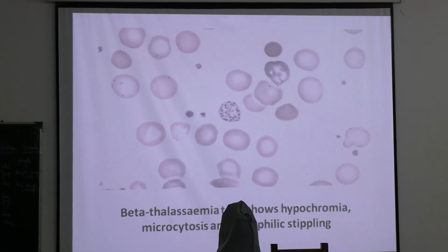Now, what can you see here? This is a slide from a patient having beta thalassemia trait. What can you see here? Central pallor, can you see? Central pallor is increased. Though there is no lymphocyte present here, you can still see that the central pallor is more than 1/3 of the RBC size.